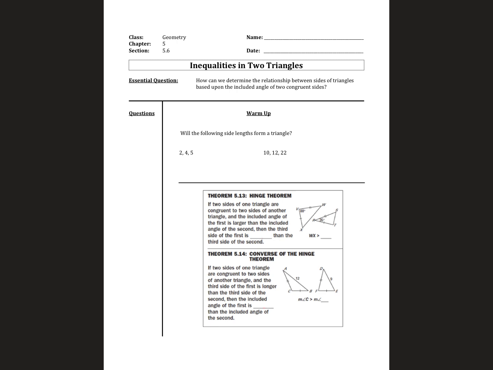This is the last section of Chapter 5. This lesson is inequalities in two triangles. Our essential question is, how can we determine the relationship between the sides of triangles based upon the included angle of two congruent sides? This is an extension of 5.5 where we were trying to compare the sides across from their angles. Basically, smaller angles are across from shorter sides, and larger angles are across from longer sides. So it's a similar thing.